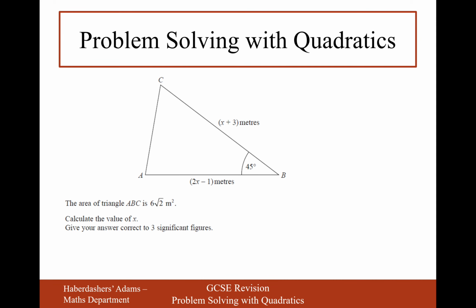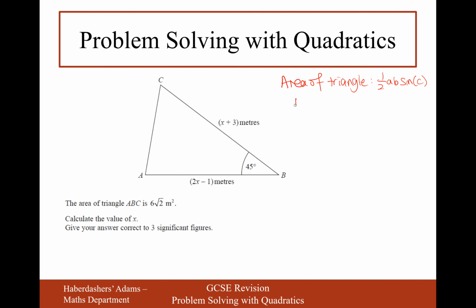Okay, so what maths are we going to need to bring in here? Well, we know the area of a triangle is equal to 6 root 2, so it must be something to do with area of triangle. Now, this triangle doesn't have a clear base and a clear height with a 2 metre right angle, so we have to use half ab sine C.